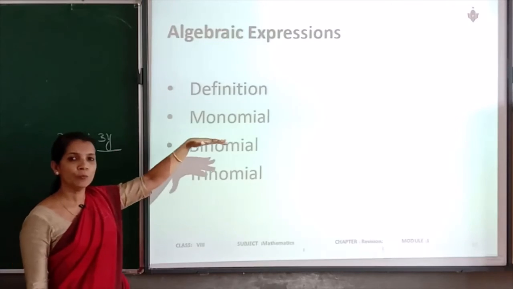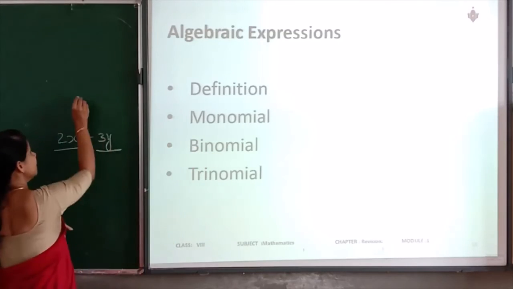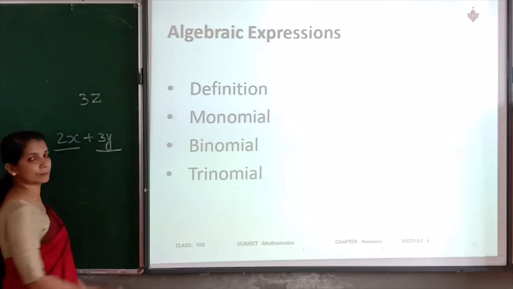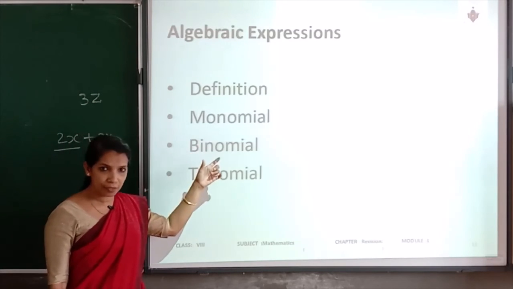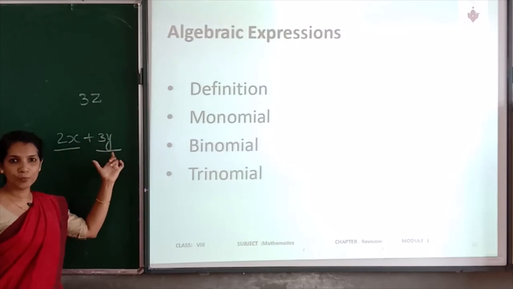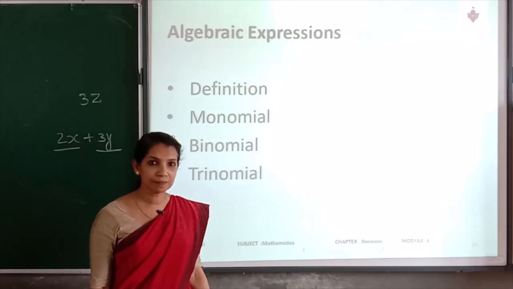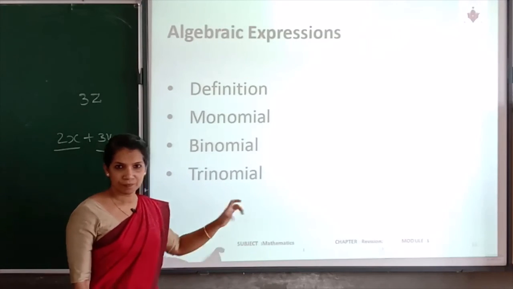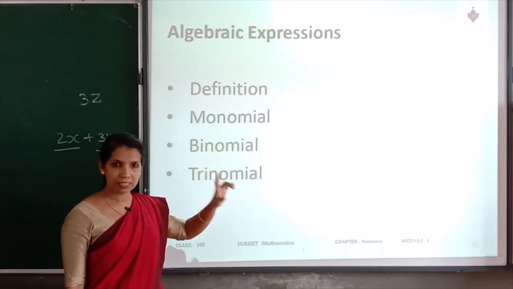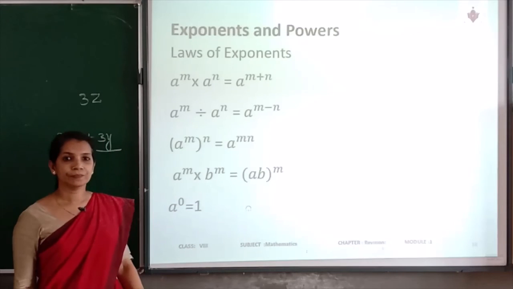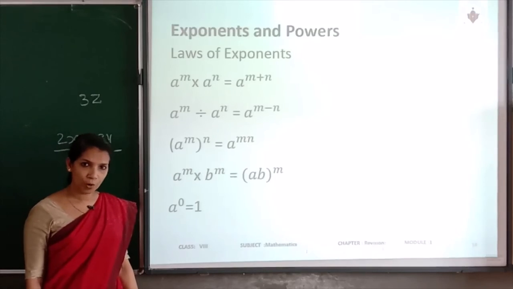So what do you mean by monomial? An expression which contains one term. Example, 3z. This is a monomial. An expression which contains 2 terms is called a binomial. And what is the name of the expression which contains 3 terms? Yes, trinomial. Okay, and you have studied the addition and subtraction of algebraic expressions last year. Next, we will discuss exponents and powers.